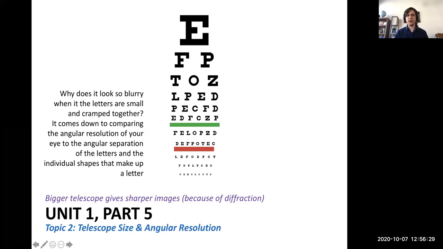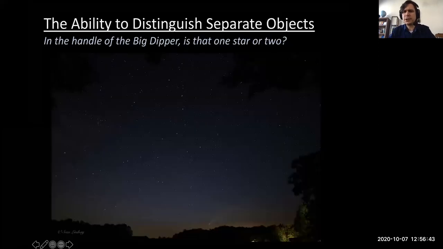So we're going to be talking about angular resolution, and we're going to remember that we want to improve angular resolution, get better angular resolution, get more detailed images by making telescopes as large as possible. But let's start with a practical application of what angular resolution means and what angular resolution is.